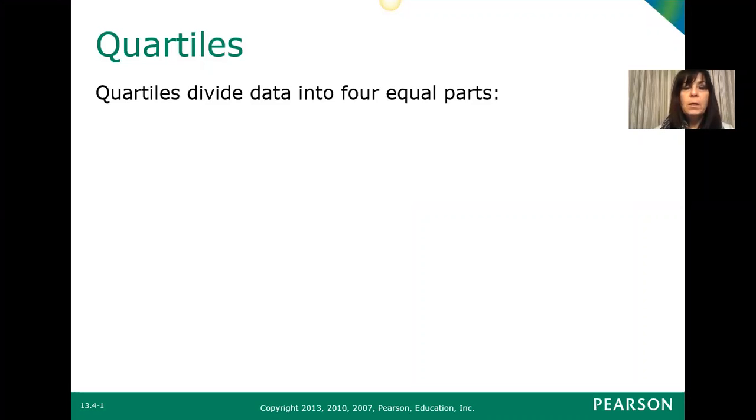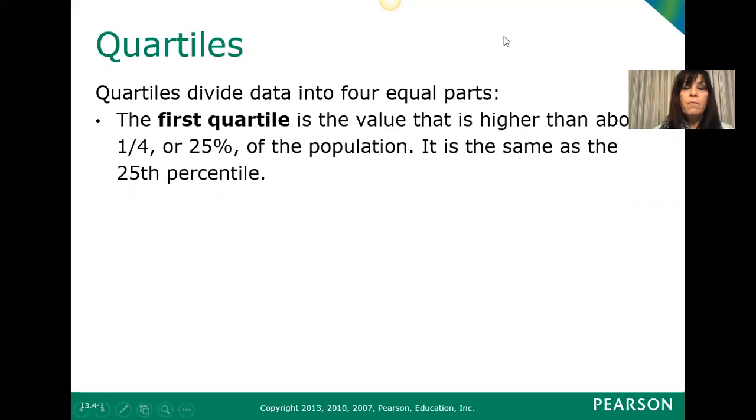So a quartile is something that divides your data into four equal parts. In order to do that, we first will have to look at the data itself, but the four parts are called the first quartile, which is the lower quarter or the lower 25% of the population. It's also the same as the 25th percentile, and it is the bottom fourth of the data.